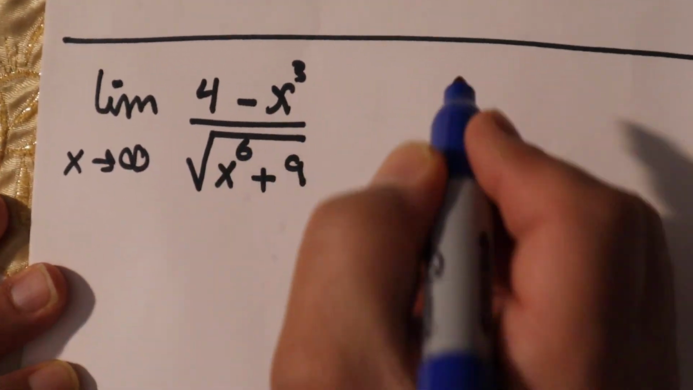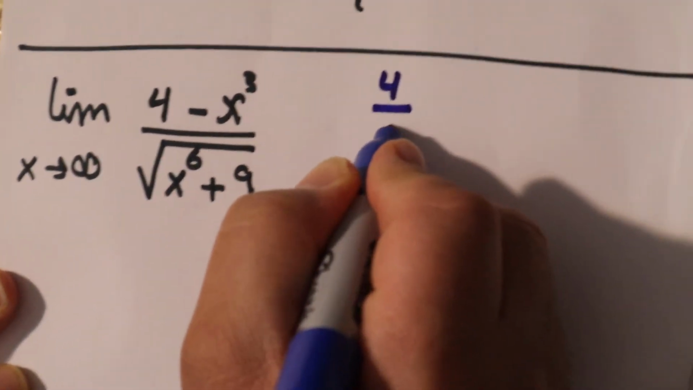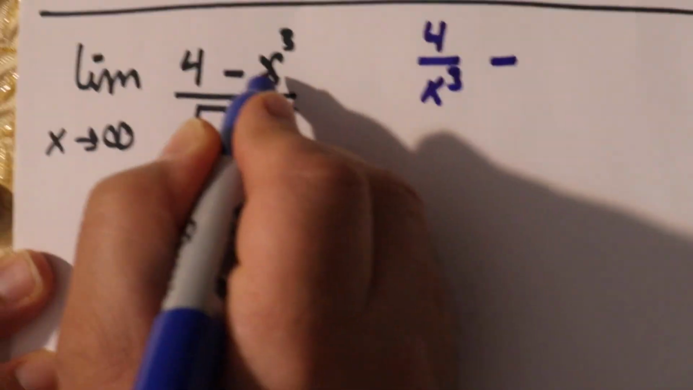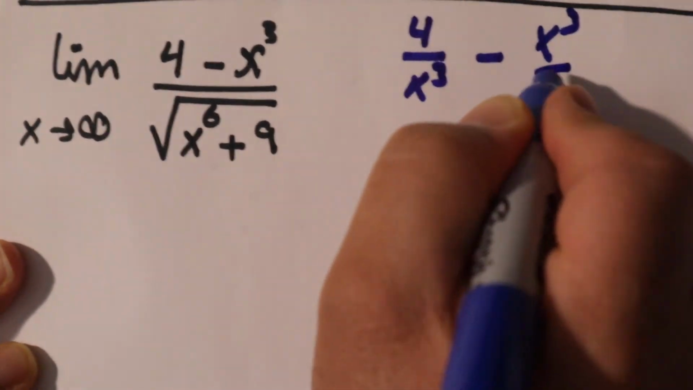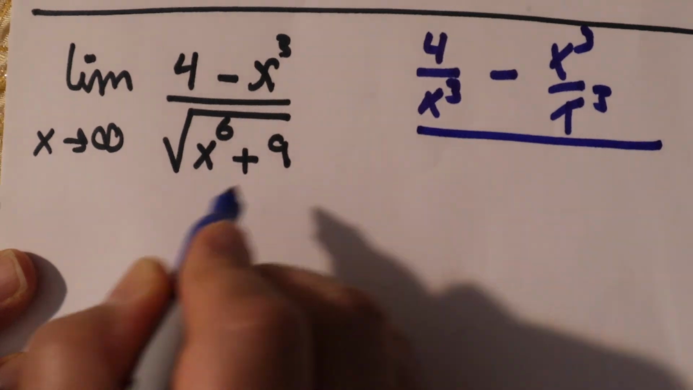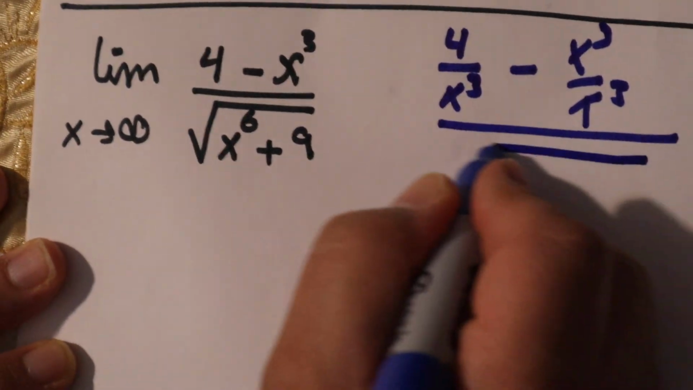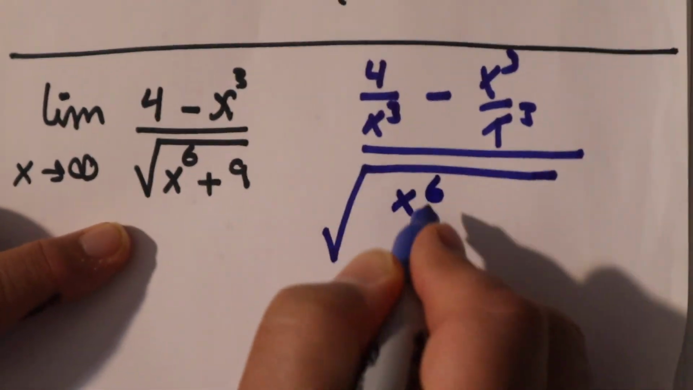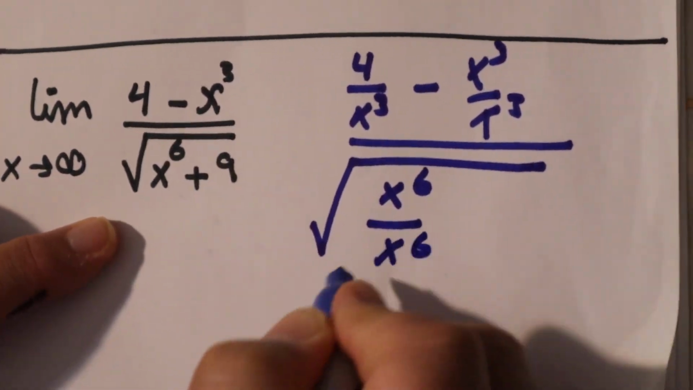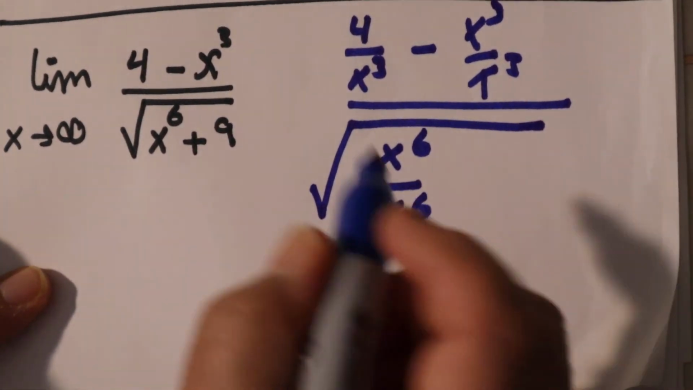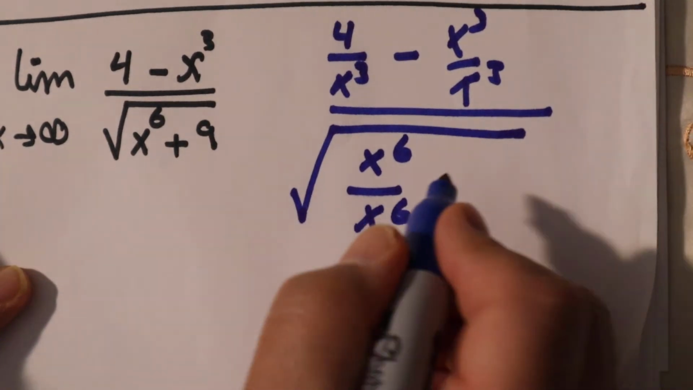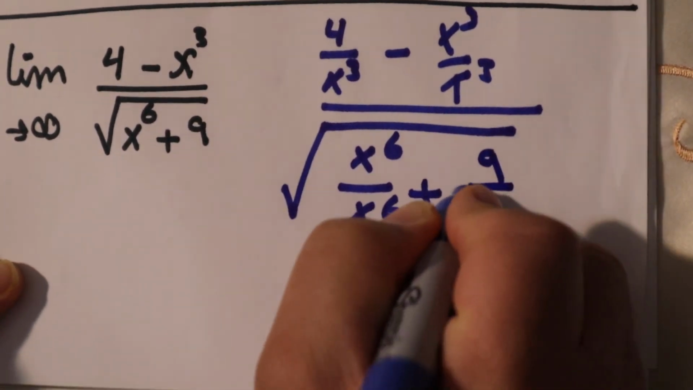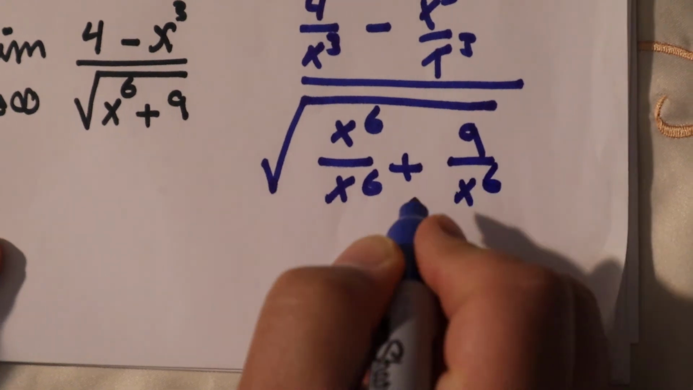So what you could do here is divide 4 by x to the third and x to the third by x to the third. When you come to the denominator, the situation will be different. The x to the 6th, you divide it by what? By x to the 6th, because the radical of x to the 6th is still x to the third, plus 9 divided by x to the 6th.